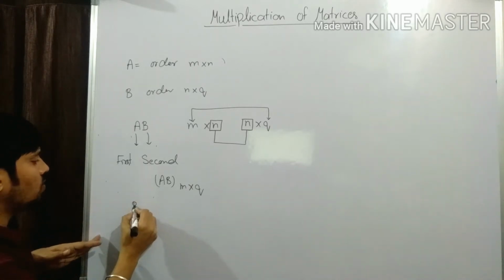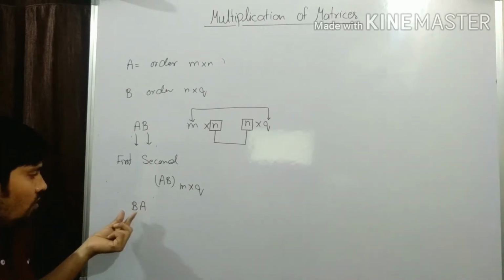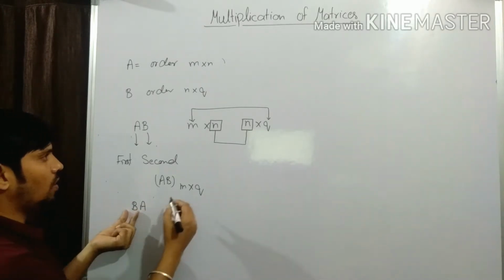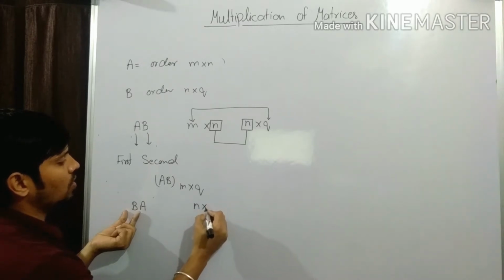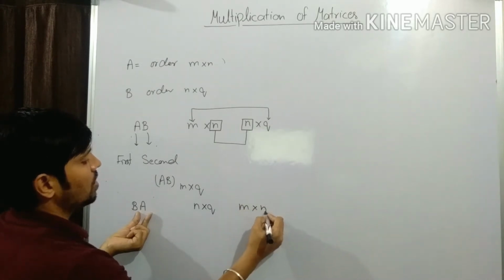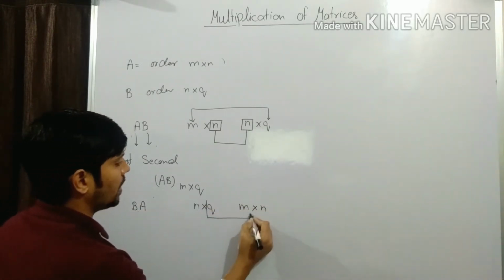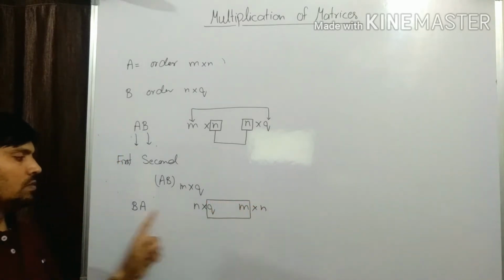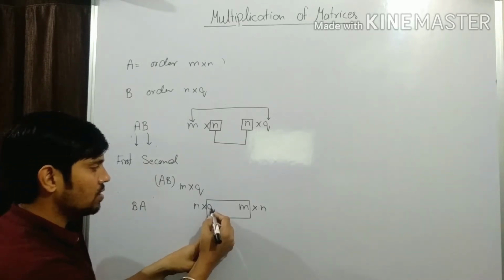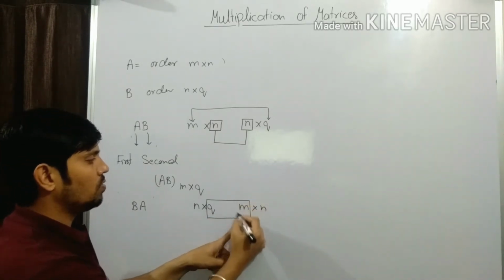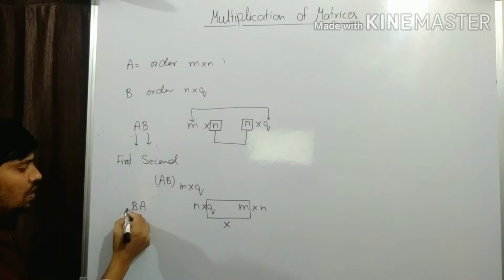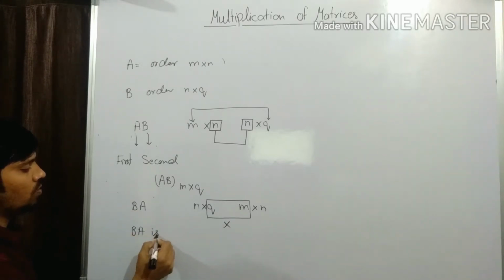Is B into A possible or not? Here the first matrix is B and the second matrix is A. So first of all, we will write the order of B. Order of B is n cross q. And then we will write the order of A, which is m cross n. Now we will check the number of columns of the first matrix and the number of rows of the second matrix respectively. The number of columns of the first matrix is q and the number of rows of the second matrix is m, and both are not the same. So B into A is not possible.